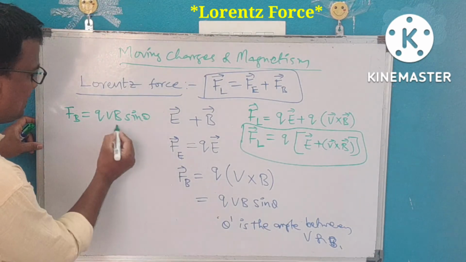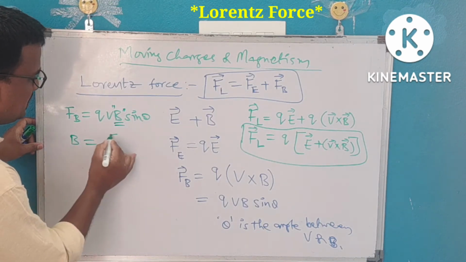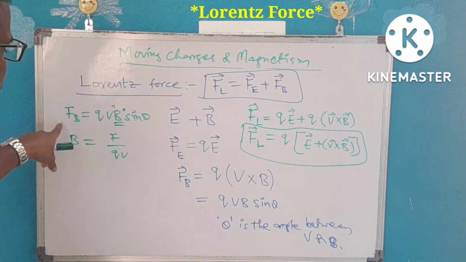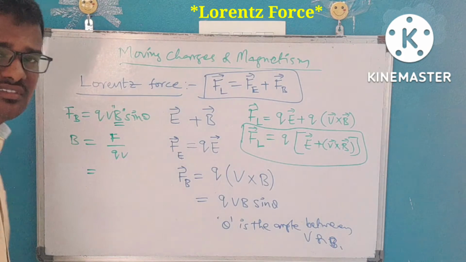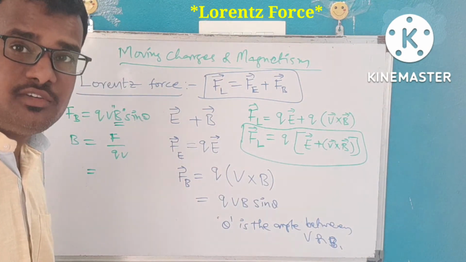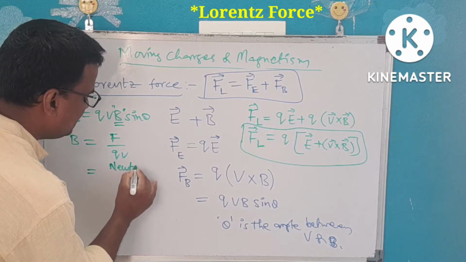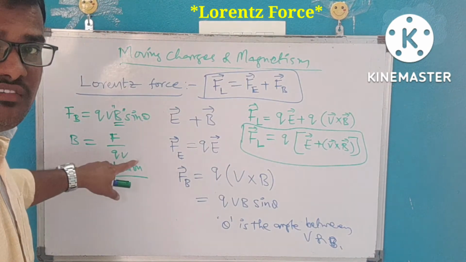Here magnetic field is denoted by the letter B. So B is equal to F by QV, right? F is the force. So what are the units for force? Newtons. And in the denominator Q and V are there.